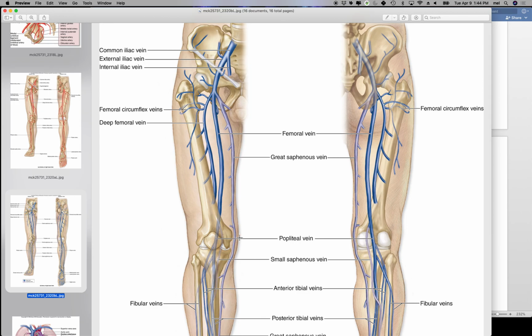And this is called the great saphenous vein. Some textbooks call it the greater saphenous vein. It's the same one. I don't know. Some textbooks like it better. I don't know. It's greater, right? So that's the longest vein in the body.